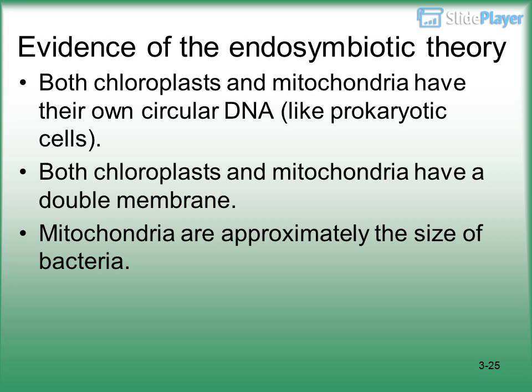Evidence of the endosymbiotic theory. Both chloroplasts and mitochondria have their own circular DNA, like prokaryotic cells. Both chloroplasts and mitochondria have a double membrane. Mitochondria are approximately the size of bacteria.